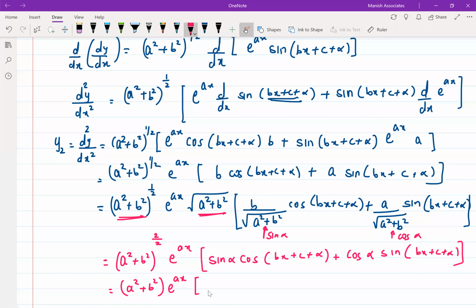Siddharth, I'm discussing. Please don't interrupt in between like that. Sine of alpha plus. You're right. What you said.